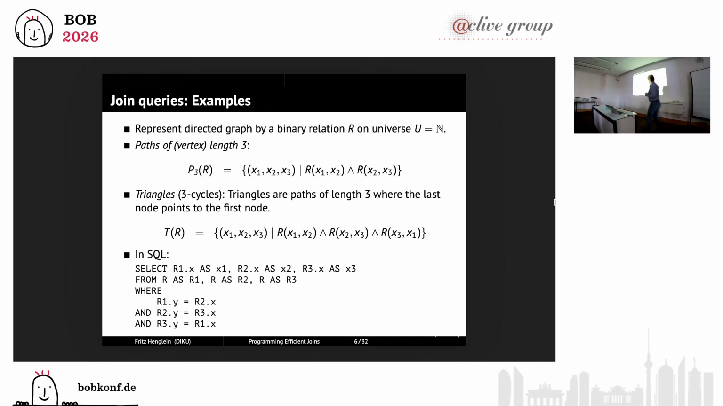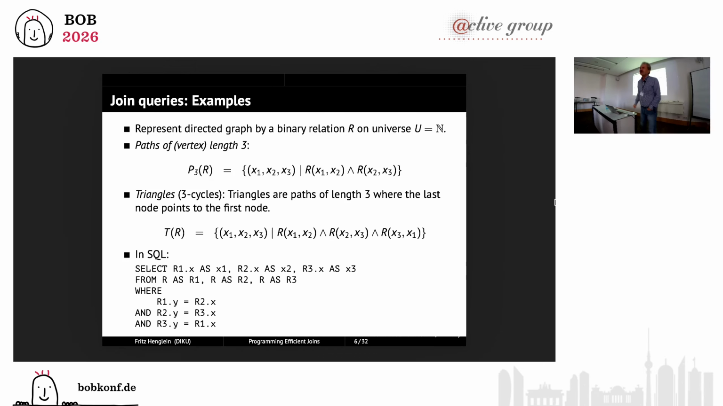In SQL, you could write it, for example, like this. This is the canonical way. Select all the first components of my relation. So this is a self-join: R1 stands for R, R2 stands for R, and R3 stands for R. And then I'm just taking the first components, calling them x1, x2, x3, corresponding to these, and then making sure that the second one is, oh yes.